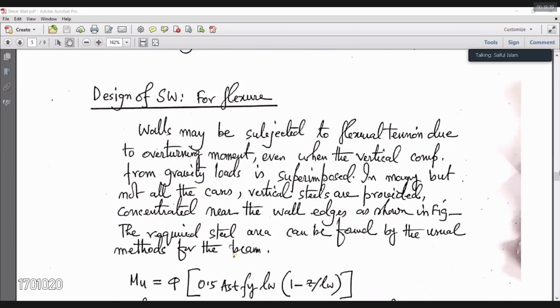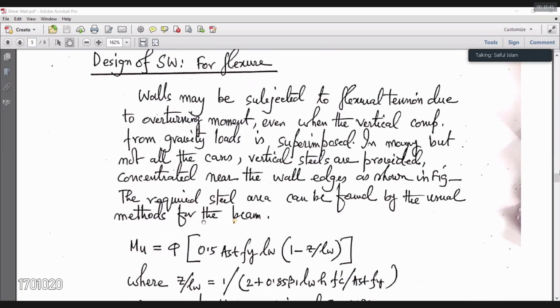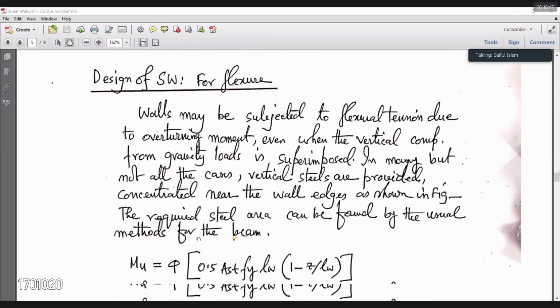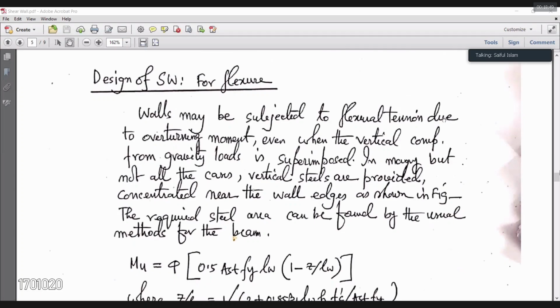Now, how to calculate the steel for flexure, or how to design the shear wall for flexural action due to moment. Walls may be subject to flexural tension due to the overturning moment, even when the vertical compression from gravity loads is superimposed. In many, but not all cases, vertical steels are provided concentrated near both edges as shown in the figure.